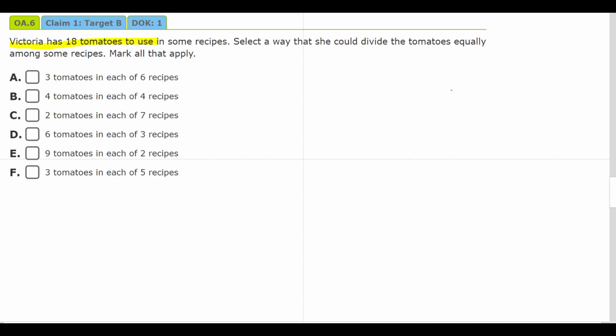Victoria has 18 tomatoes to use in some recipes. Select a way that she could divide the tomatoes equally among some recipes. Mark all that apply. So let's look at A. A reads 3 tomatoes in each of 6 recipes.